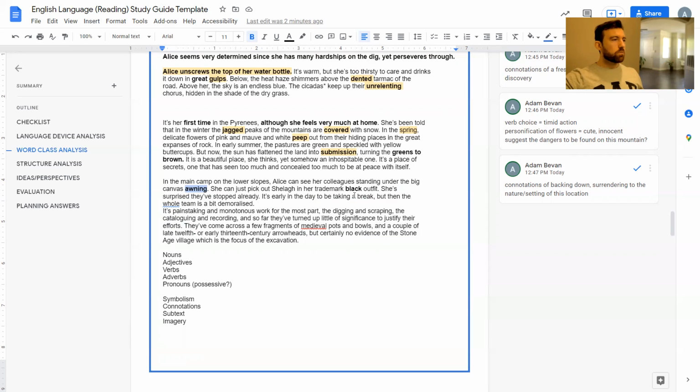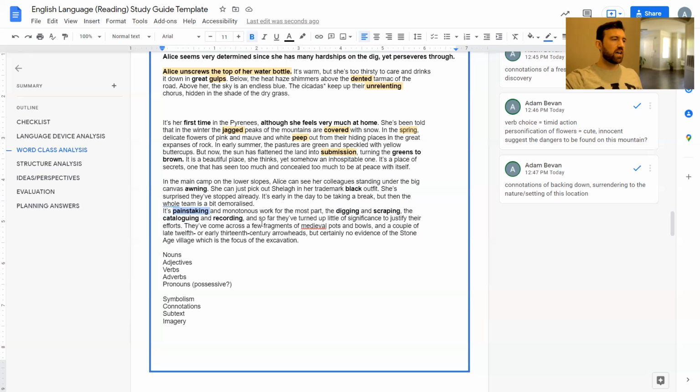She's surprised they've stopped already. It's early in the day to be taking a break, but then the whole team is a bit demoralized. It's painstaking, monotonous work for the most part, the digging and scraping, the cataloging, recording. So obviously here you could talk about the many negative, painful, tedious verb choices, and you can combine them together. So far, they've turned up little of significance to justify their efforts. They've come across a few fragments of medieval pots and bowls and a couple of late 12th or 13th century arrowheads, but certainly no evidence of the Stone Age village, which is the focus of the excavation.